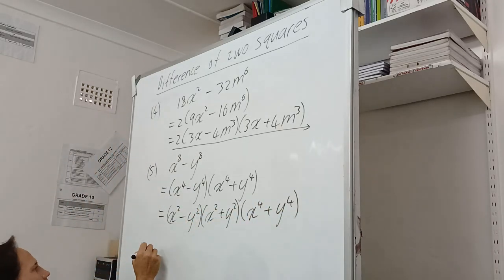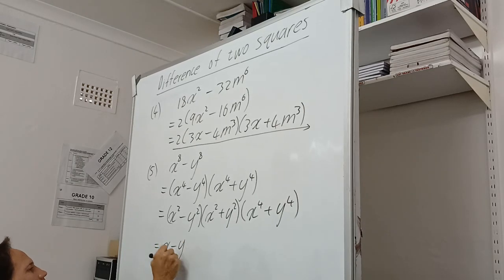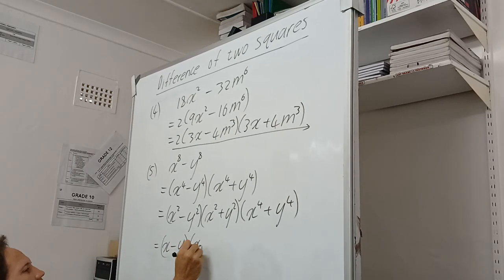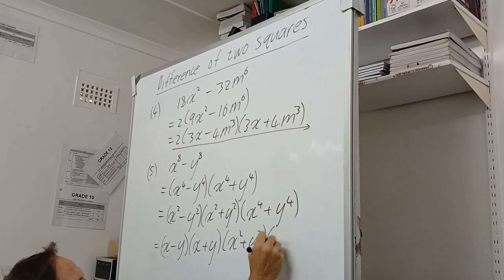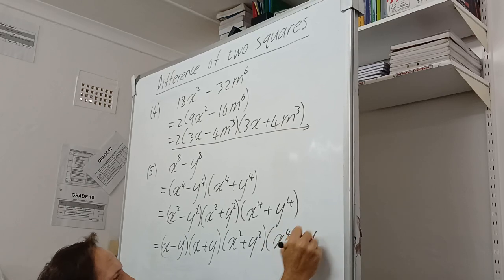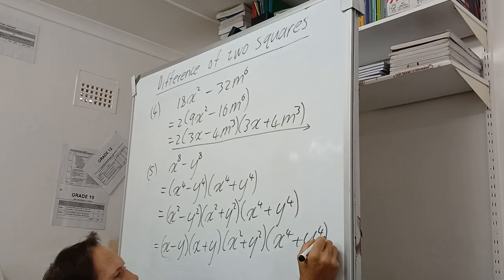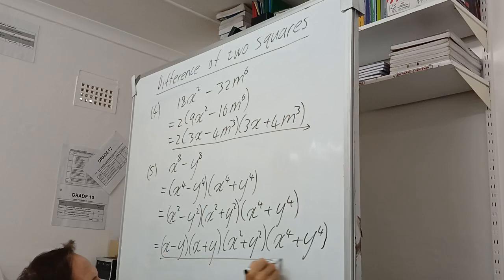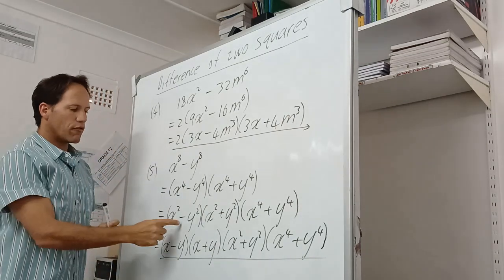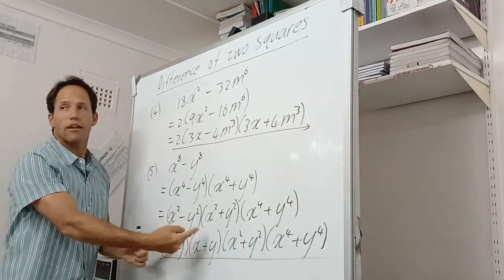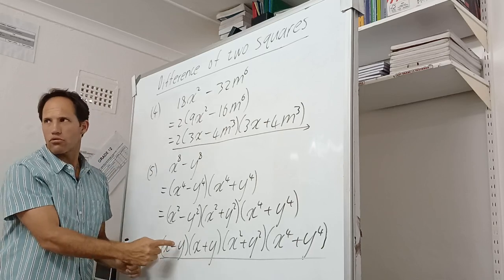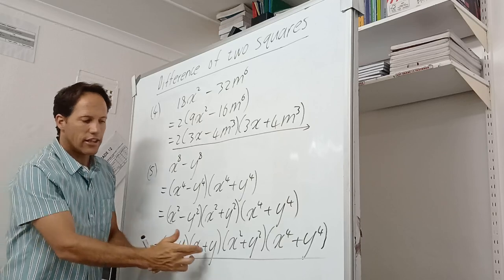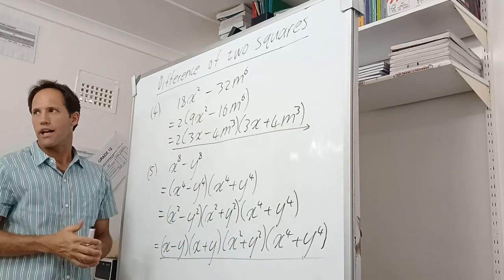So now it's going to be x minus y, x plus y, and then those two stay the same: x squared plus y squared, x to the power 4 plus y to the power 4. Okay, and then we are done. So every time there's a negative and two squares, you've got to factorize it again. Now there is one more negative, but it's not a square anymore. You can't get the square root. And these ones are all positive, so you can't do anything with them. So now you are done.